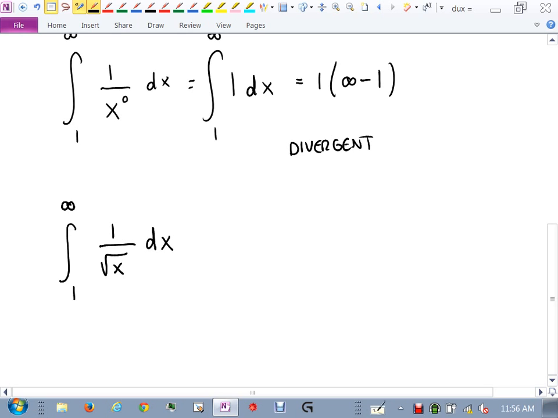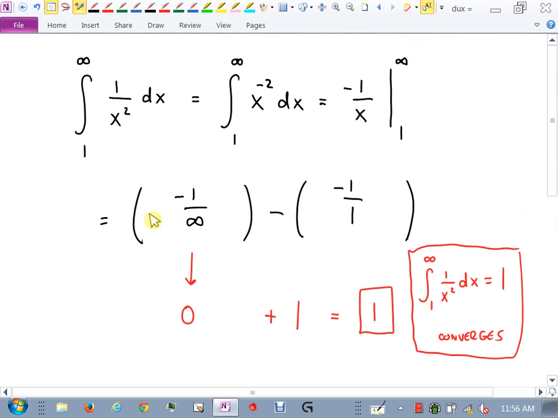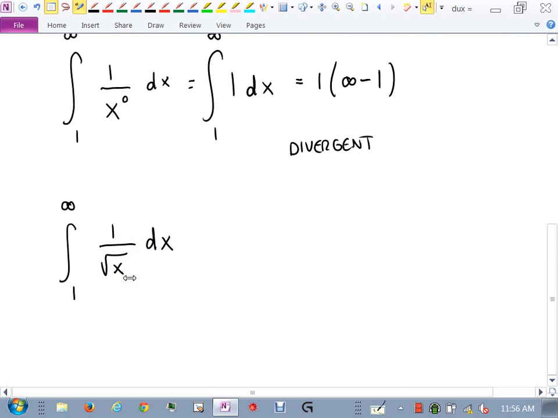But is it getting small fast enough? What does your gut tell you? Remember, x to the 1 diverged. x to the 2 converged. This is really x to the -1/2, right? We can write it as the integral from 1 to infinity of x to the -1/2 dx.